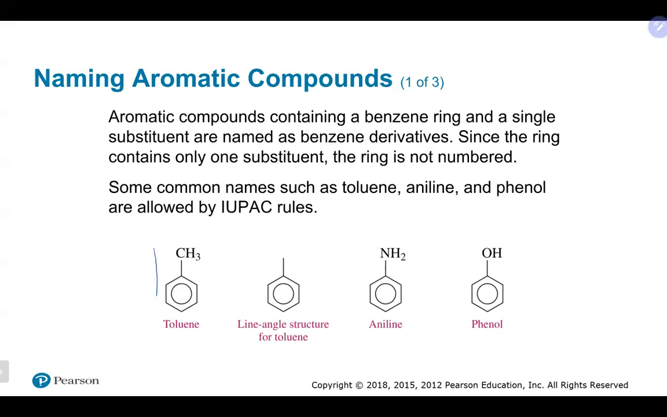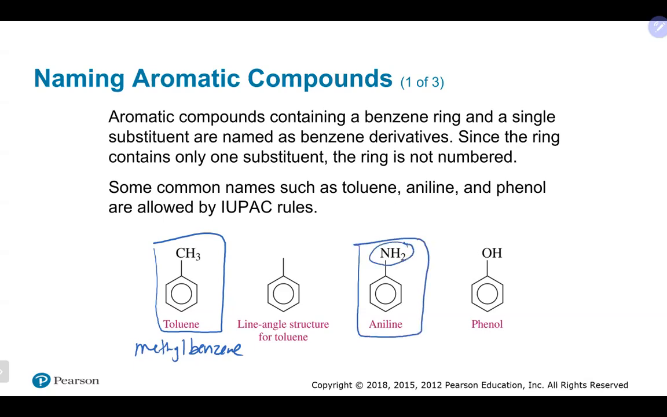If you have a benzene ring with a methyl group on top, it is known as toluene, and that's a historical name that people still use today. If not, you could just call it methyl benzene, if you like. A benzene ring that has an NH2 group, a nitrogen-containing group, is known as aniline, and that is also a commonly used name.